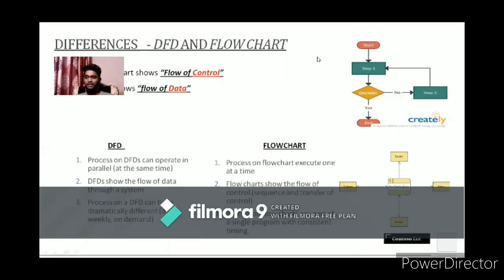There will be consistent timing and a consistent result, a consistent functionality for a flowchart. And we will go to the next slide now.